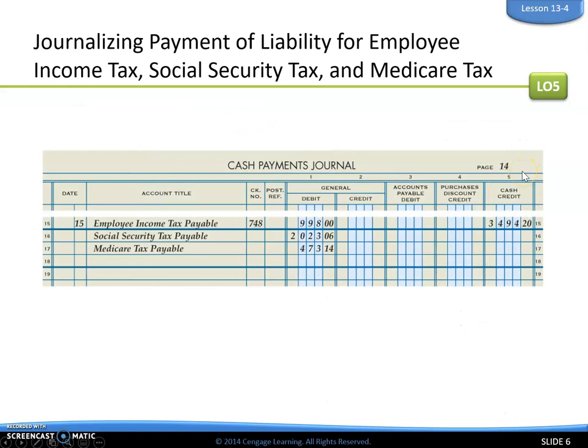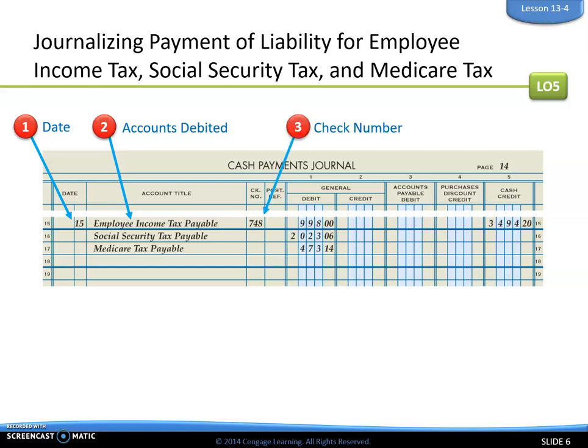Here's going to be what it looks like in our journal then. Since we're making a cash payment, this is going to go into our cash payments journal. We're going to start with our date. We are going to debit those payable accounts: employee income tax payable, Social Security tax payable, Medicare tax payable. There's our check number. And then we're going to credit cash for the total amount. It's really important that we double check that our 3 debits equal our 1 credit before we move on.